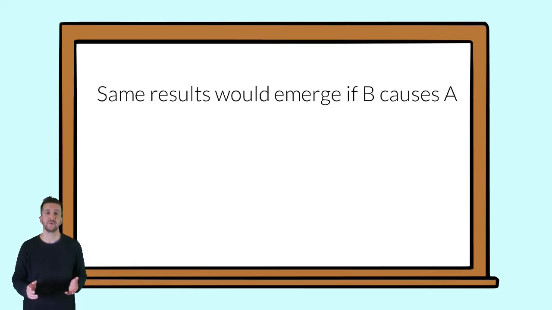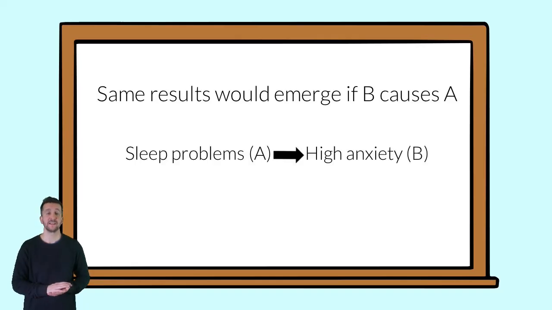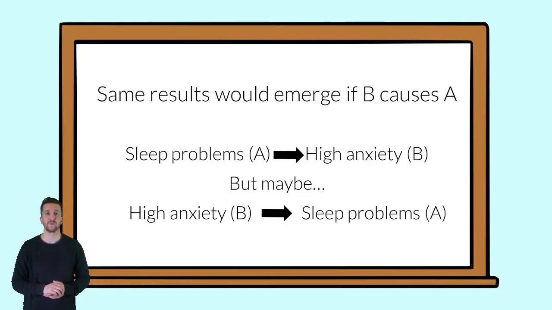For example, suppose that you have a hypothesis that sleep problems in kids, A, cause anxiety in kids, B. You find that worse sleep problems are associated with higher levels of anxiety. And this association could emerge because sleep problems cause anxiety or because anxiety causes sleep problems. You just can't tell.